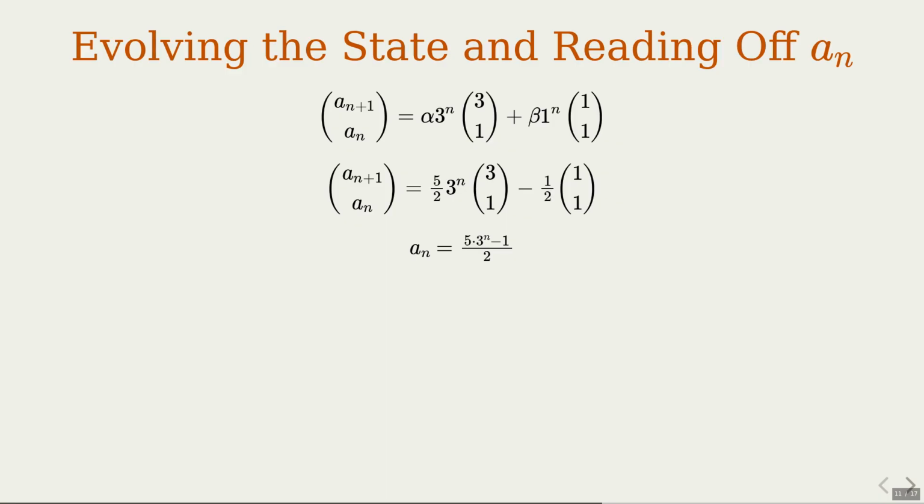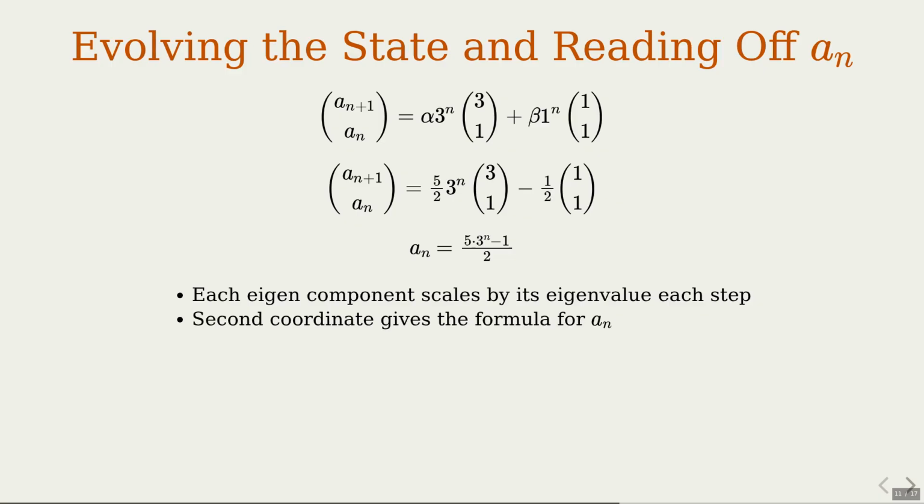We can quickly check it. For example, at n equals 0 it gives 2, and at n equals 1 it gives 7, which match the initial values. This is why exponentials appear, because repeated scaling by the same factor accumulates as a power. The sequence values sit in that lower coordinate of the state, so we simply read that entry off. It is cool that the answer is exactly a combination of the eigenvalue powers we saw earlier.